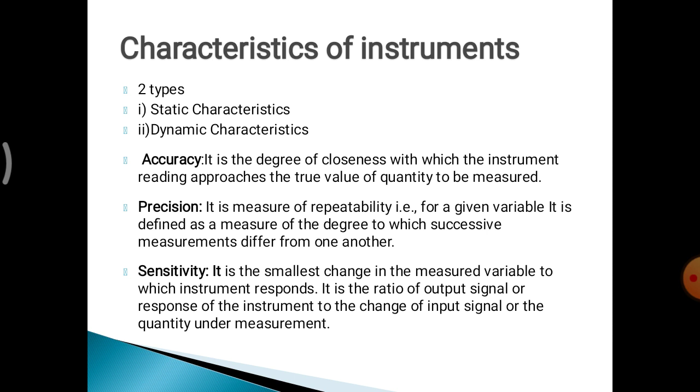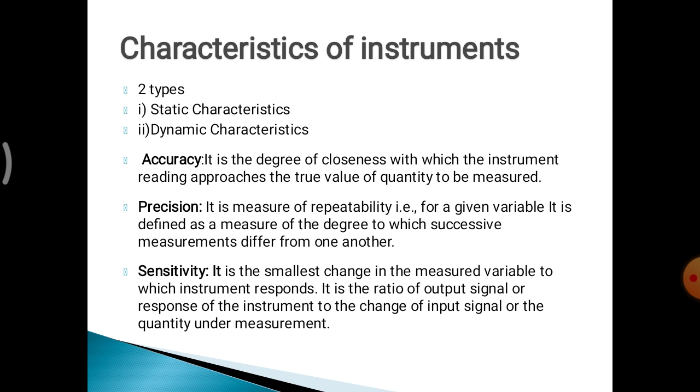So the definition is: it is the degree of closeness with which the instrument reading approaches the true value of the quantity to be measured. 10 amps is our true value and 9.8 is very close compared to the other readings, so we call it the accurate value. So this is accuracy.